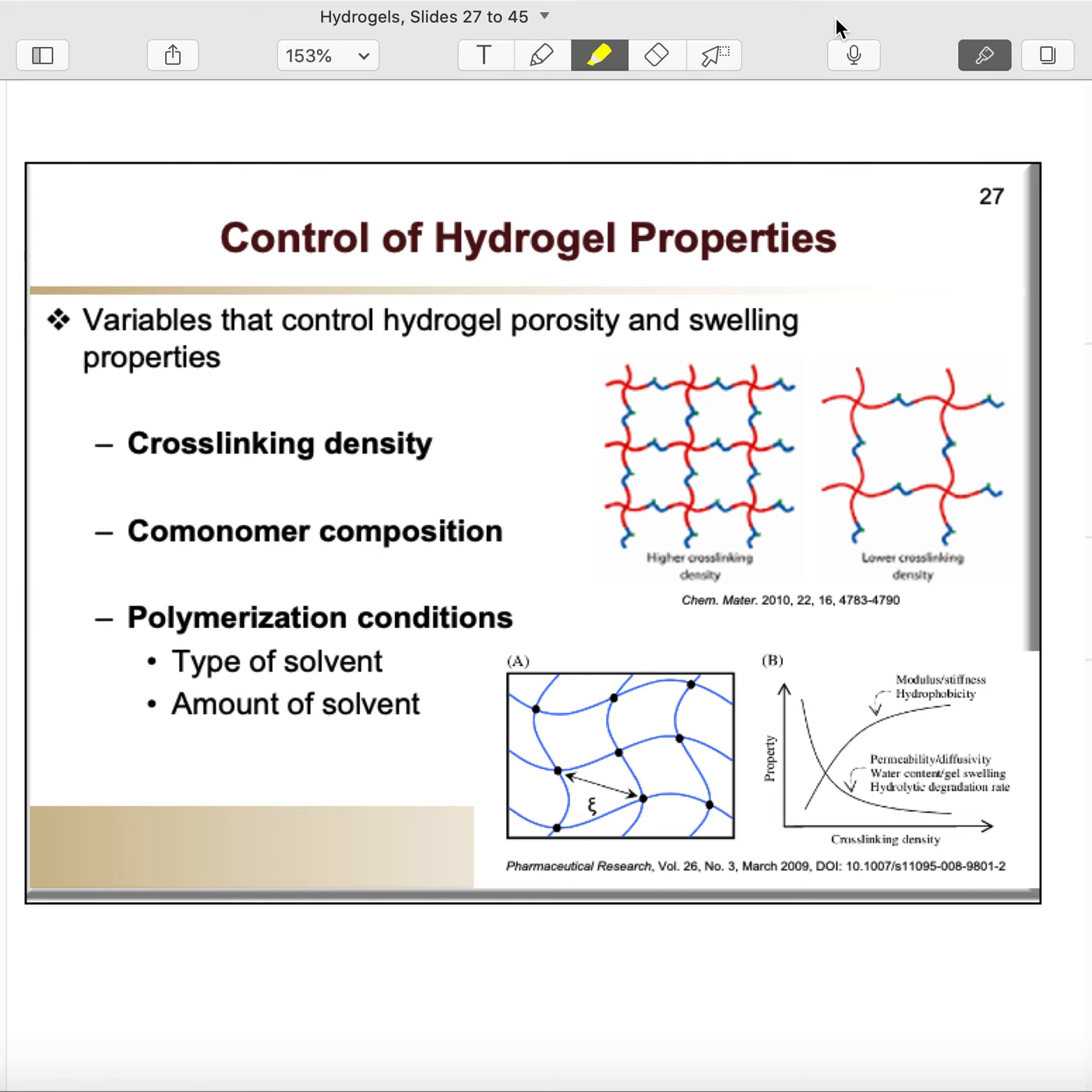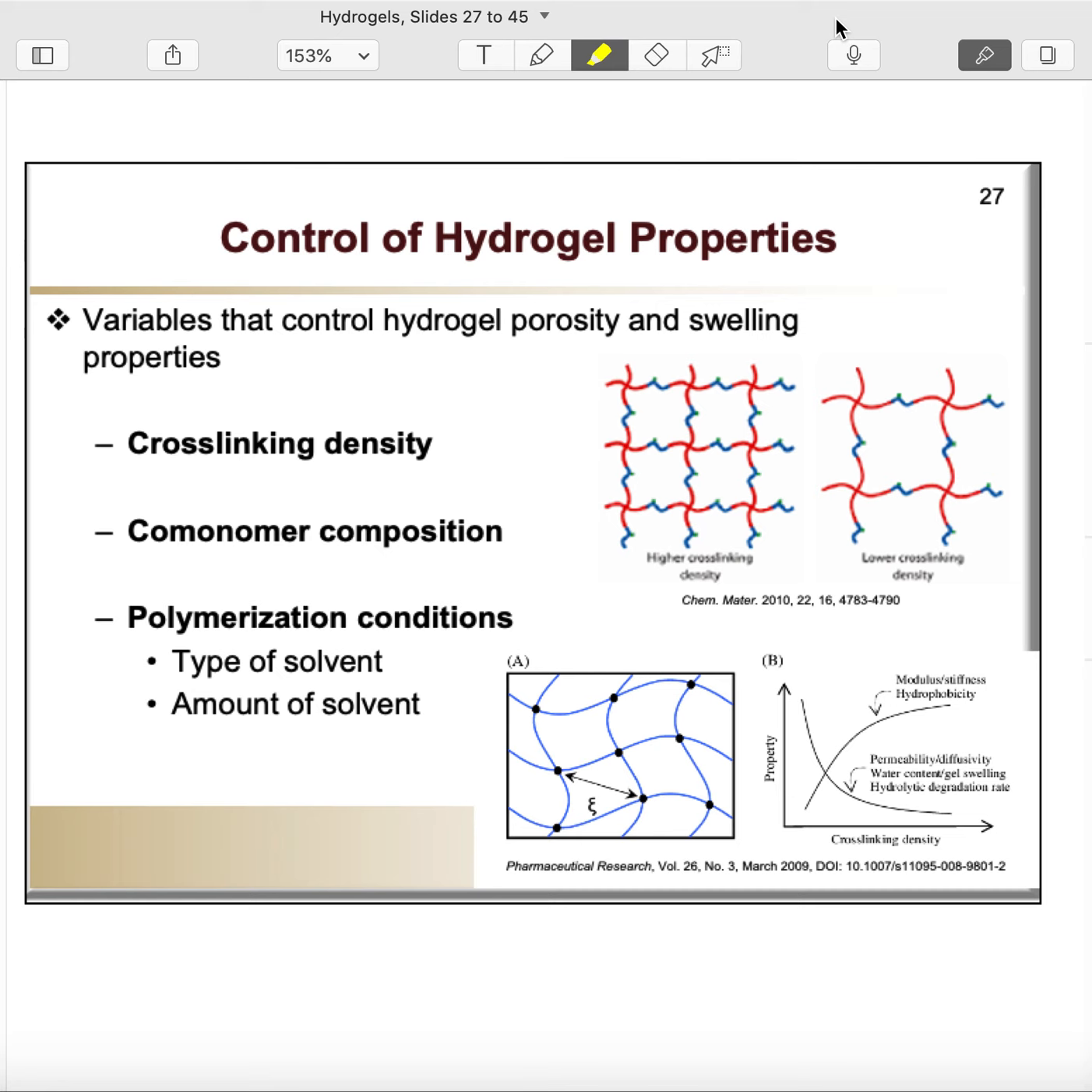In this video, we're going to be talking about how to control hydrogel properties, and we're going to look at some quantitative aspects of hydrogel characterization. And finally, we'll wrap up the video with some examples of stimuli-responsive polymers, as well as special topics including molecularly imprinted polymer networks and interpenetrating polymer networks.